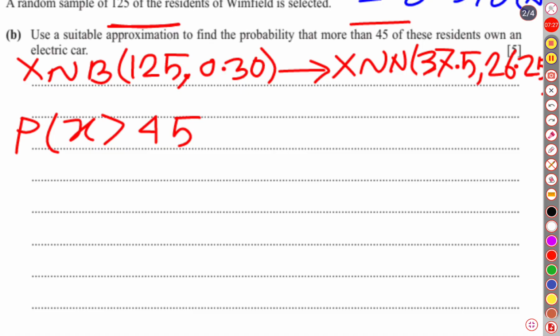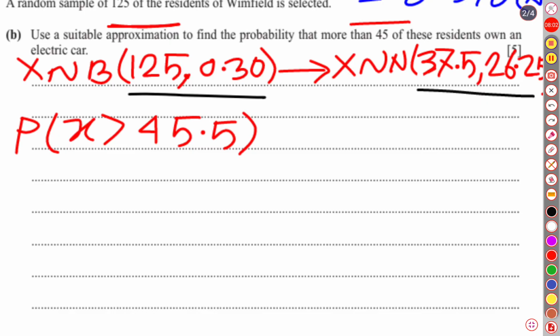Look at this, we are converting the binomial distribution into a normal distribution, whereas binomial distribution is applicable for a discrete random variable, but the normal distribution is applicable for a continuous random variable. So we will have to apply the concept of the continuity correction. So more than 45 means it will be 45.5. Okay, so please don't forget to apply the continuity correction concept.